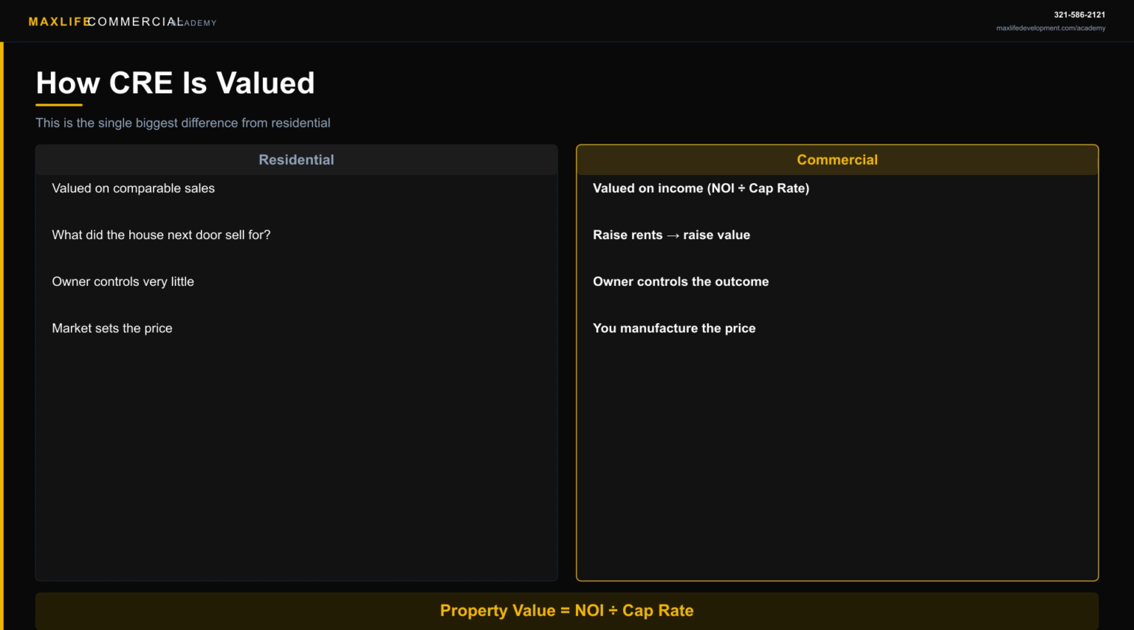This income-based valuation model is why commercial investors talk about adding value through operations, not just through waiting for the market to go up. A skilled operator can double the value of a commercial property in 5 years without the market moving at all, simply by improving the income. That's a fundamentally different game, and it's why CRE builds generational wealth faster than almost any other asset class.